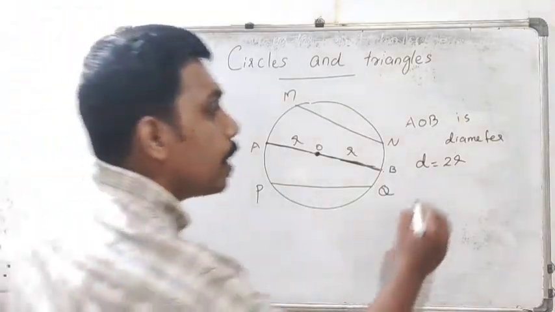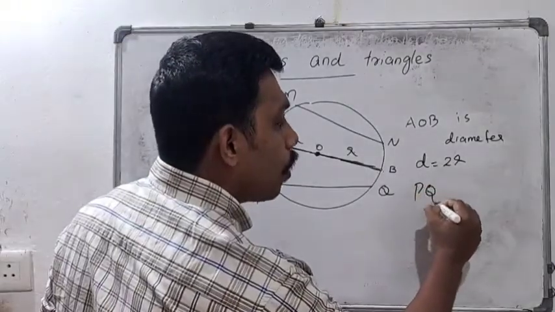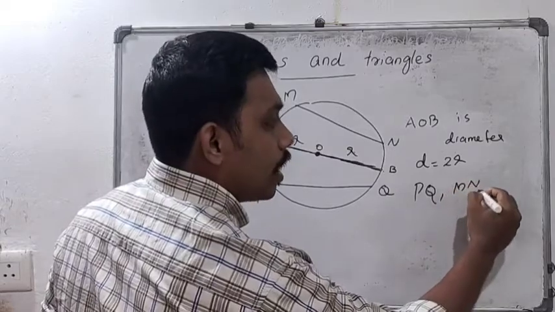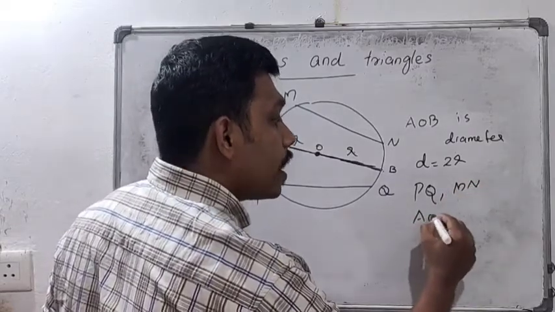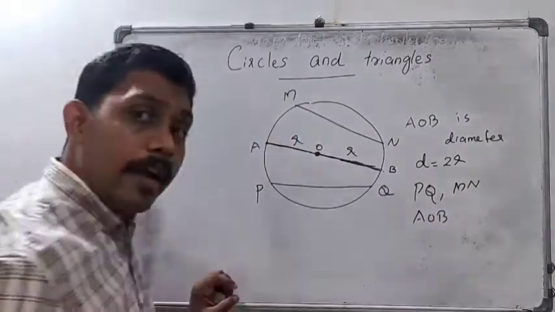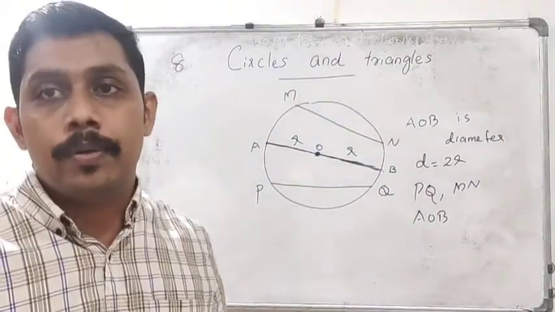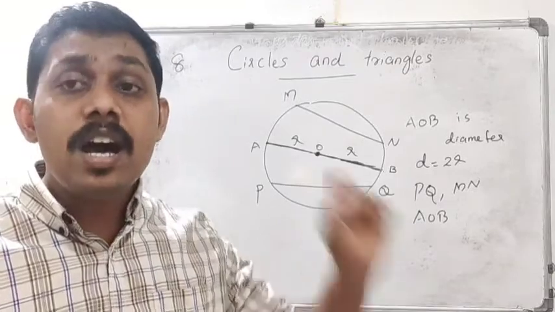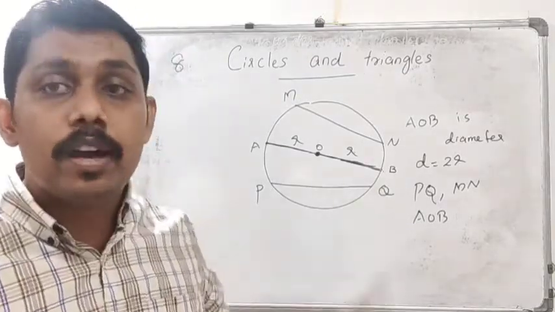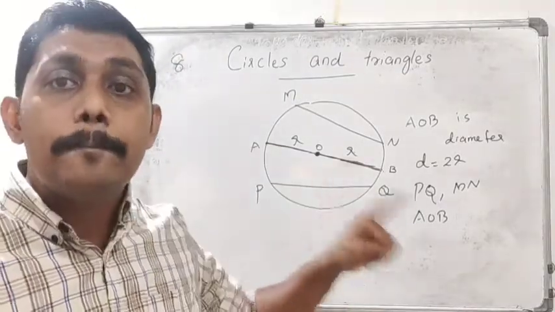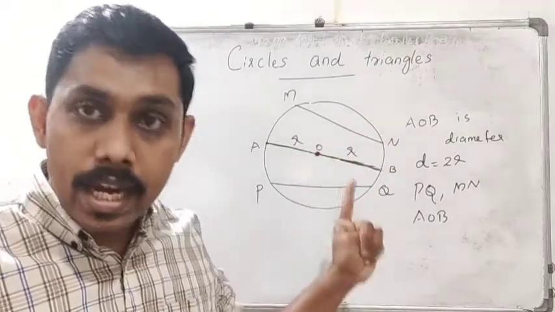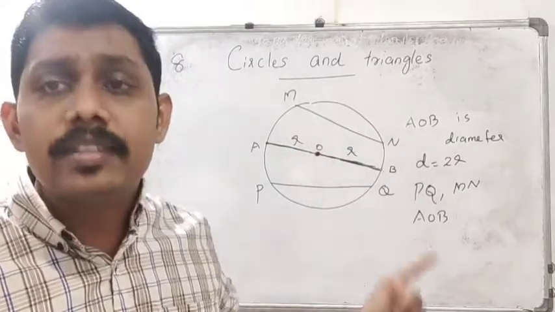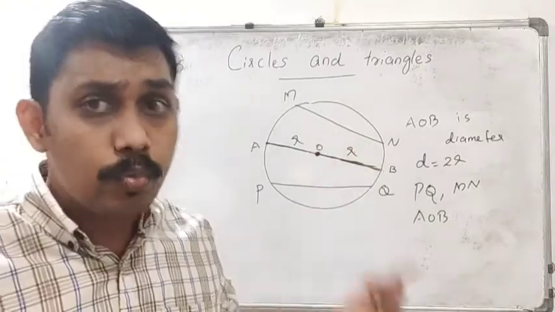That means PQ, MN, and also AOB. AB, the diameter, is also a chord. That is the largest chord. Diameter is the largest chord. In this figure, we have 3 chords. That is PQ, MN, and AB. These are the 3 chords in this figure.